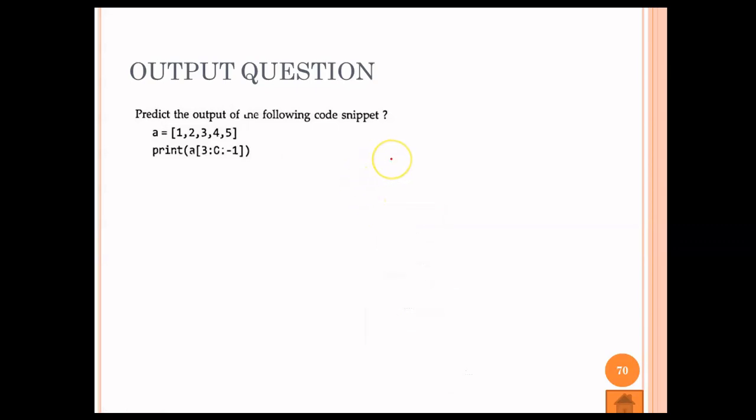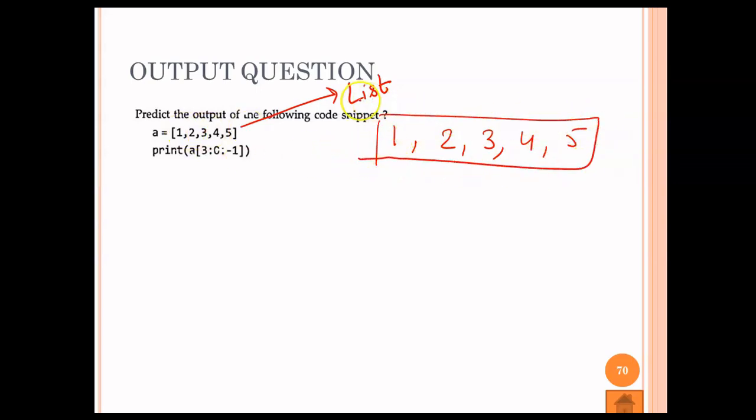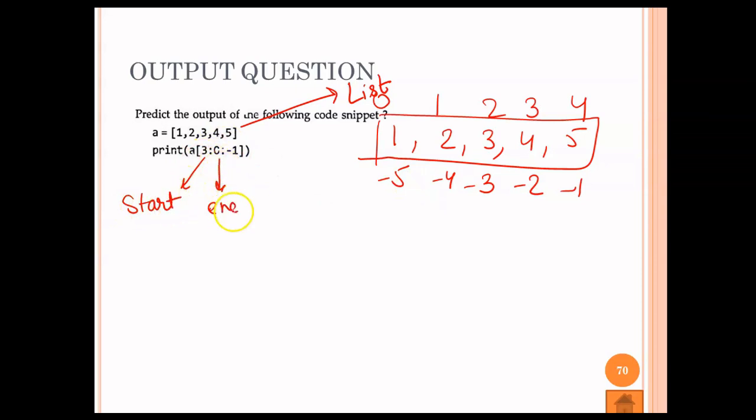Predict the output of the following code snippet. You can see one of the examples is given for a. Which data type is it? List. Perfect. It is a list data type, right? List values are always enclosed in square brackets, and this is the example for list slicing. Let me take all these values, and the elements are what? 0 1 2 3 4 is the forward indexing, -1 -2 -3 -4 -5 is the backward indexing. This is the start value, this is the end value, and this one is the step value, right?